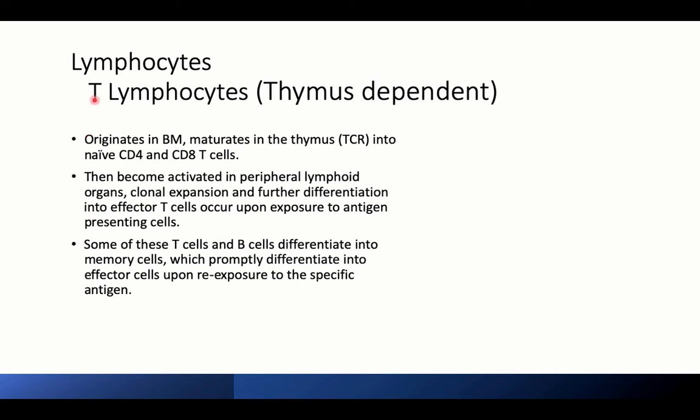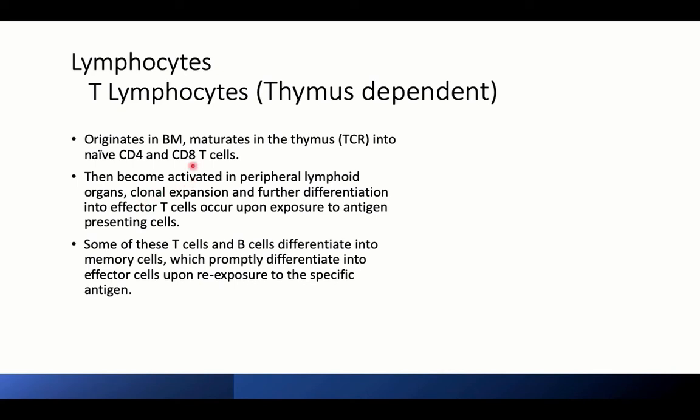Lymphocytes, starting with the T lymphocytes. T lymphocytes are thymus dependent, as they originate initially in the bone marrow, and then they need to mature in the thymus. There the TCR, the T cell receptor, which is very important for recognition of the foreign material, is formed and combined to the T lymphocyte. So they mature in the thymus through formation of TCR on the naive CD4 and CD8 T cells formed in the bone marrow. Then they become activated in peripheral lymphoid organs after exposure to different antigens.